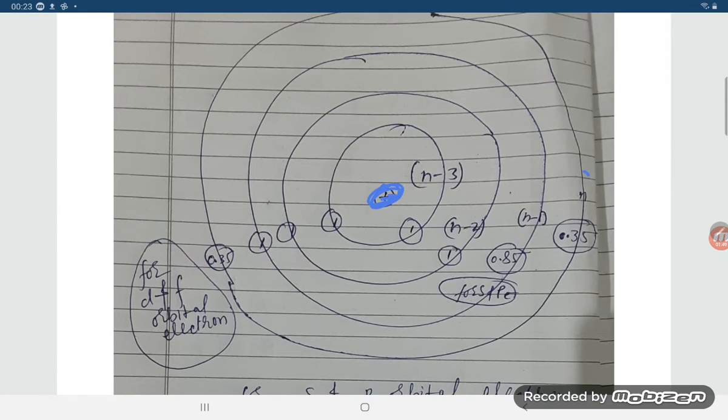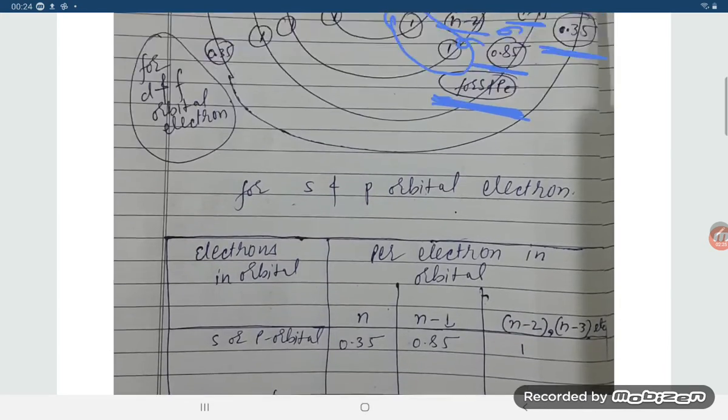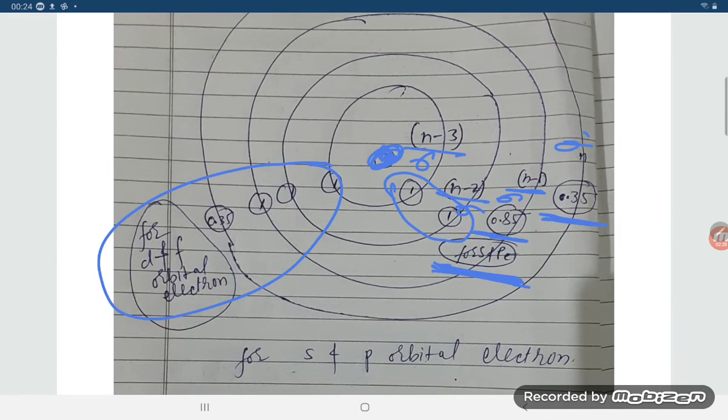Here is the nucleus, positively charged. He said that if the outermost shell electron is there, not the last electron, its screening sigma value is 0.35 per electron. And for n minus 1, just inner to the last shell, its value is 0.85, and for n minus 2, n minus 3, the sigma value will be 1. This is for s and p electrons. Always keep in mind, we are talking about s and p electrons, not d and f electrons. We will talk about those another time.